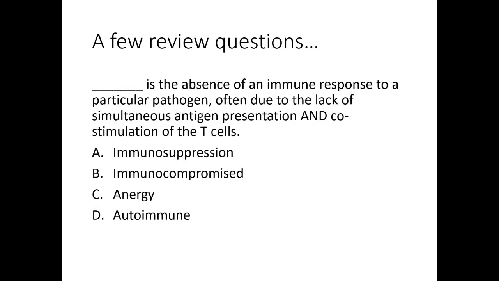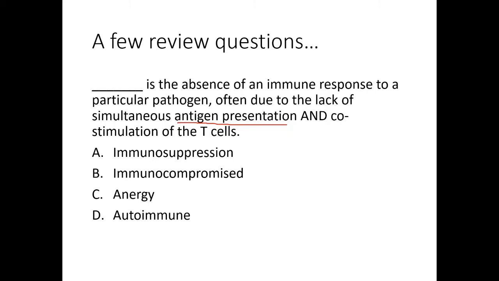Blank is the absence of an immune response to a particular pathogen. All right, so that's our first clue: particular pathogen, not generic pathogen, any pathogen that comes in. So this is something to do with our adaptive immune system. Specifically, this is often due to the lack of simultaneous antigen presentation. Right, so we know that this here is again part of our adaptive immune system.